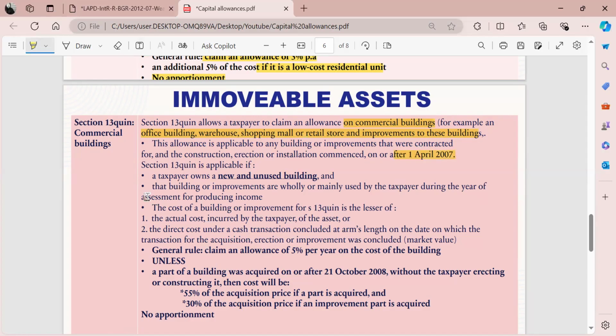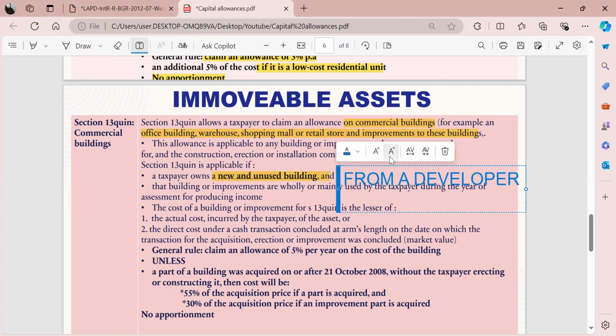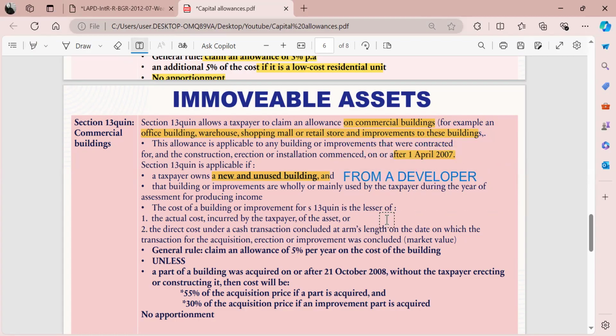Section 13 quin is applicable if the taxpayer owns a new and unused building, right? Now, I have seen something that a lot of lecturers like to do. They don't necessarily tell you that the building is new or unused, but what they tell you is it is purchased from a developer. So that's how I know that it has never been used. It has just been developed, so no one has occupied it as yet. So that's a keyword that they like using to indicate that the building is new and unused.